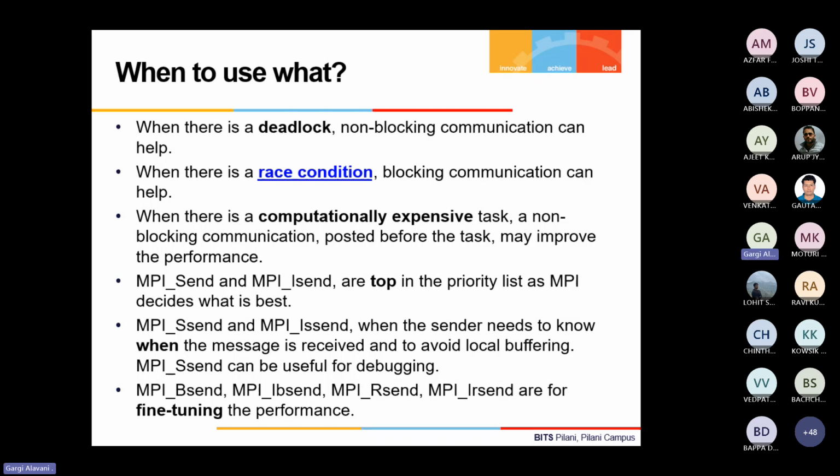MPI send and MPI receive are top in the priority list as MPI decides what is best. And S send and I send are used when the sender needs to know when the message is received and to avoid any kind of local buffering. And you have many of these send and receive options because they are meant for the fine tuning of the performance of these systems.